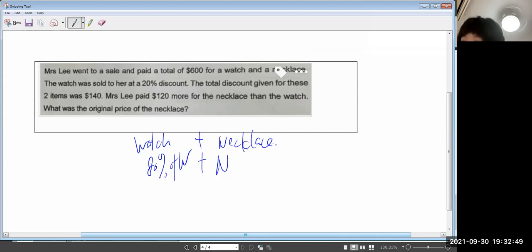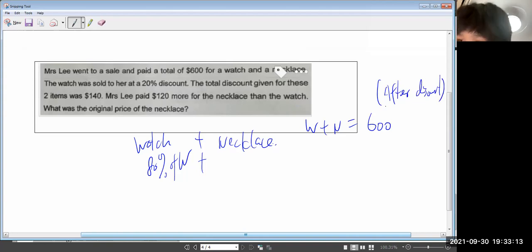Oh, no, not full price. I don't know the discount. The total discount given for these two items is 140. Okay, good. So I can actually assume that the watch plus the necklace is actually $600 after discount. This is after discount, right?